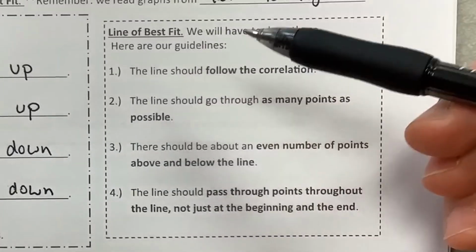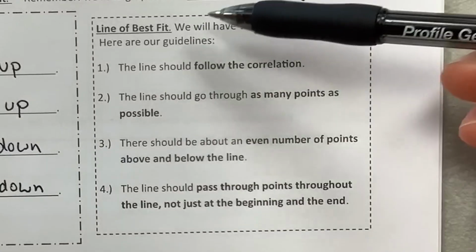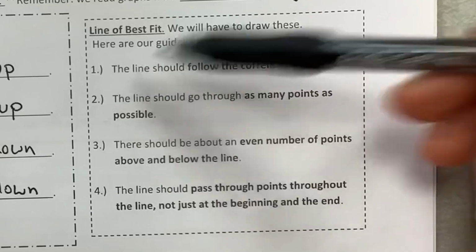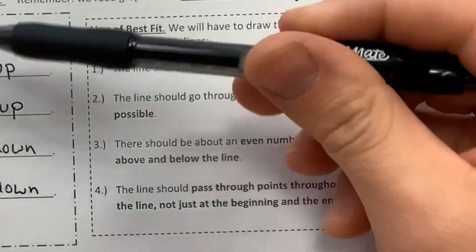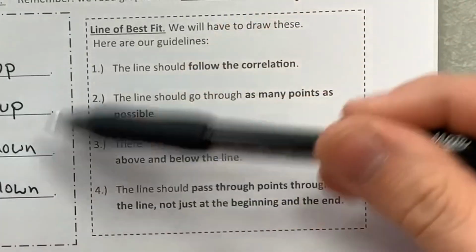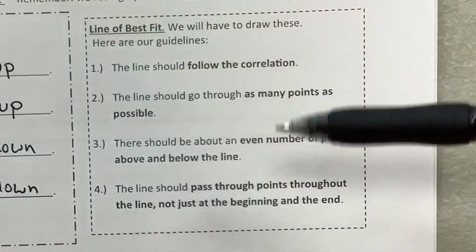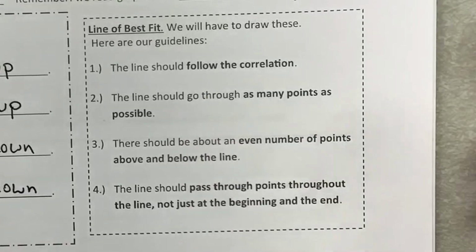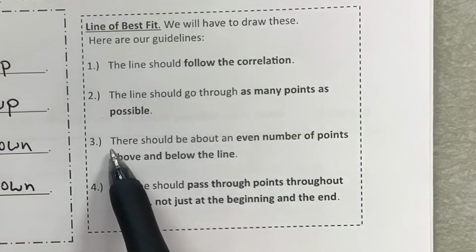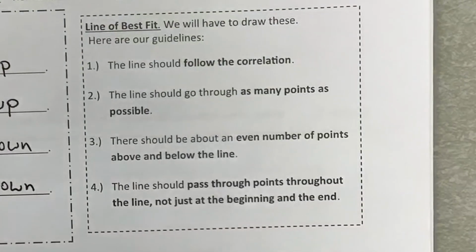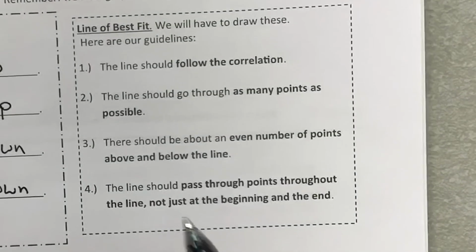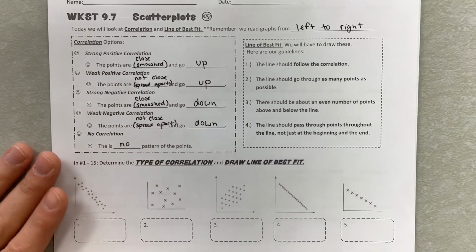Real quickly, line of best fit. We'll draw a couple lines of best fit. Here are the guidelines. The line should follow the correlation, meaning these definitions we're going to identify first, especially the ups or downs. The line should go through as many points as possible and should go right in the middle. There should be almost an equal number of points above and below the line, which is rule number 3. And 4, the line should pass through the points throughout the line, not just the beginning and end. You'll see what I mean. It's going to take just some practice with these.